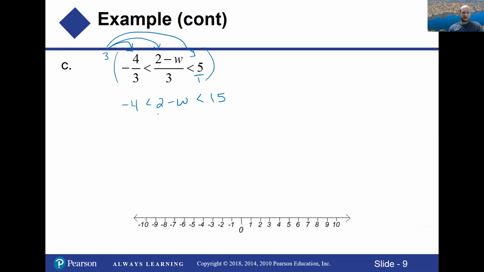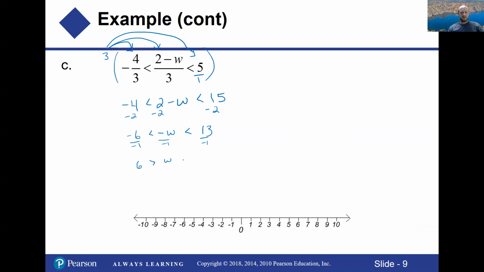We're kind of back to the same thing as we were with example B there on the last page. So let's get W alone. I'm going to start by subtracting the 2 to everything because I want to have this -w so I can divide at the end. So I have -6. So I always add or subtract first and then save the division for the end, if and when that's applicable here. So I have -6. It's less than -w. Is less than 13. Now I can go ahead and divide everything by that -1 that's in front of the w here. So it's +6.